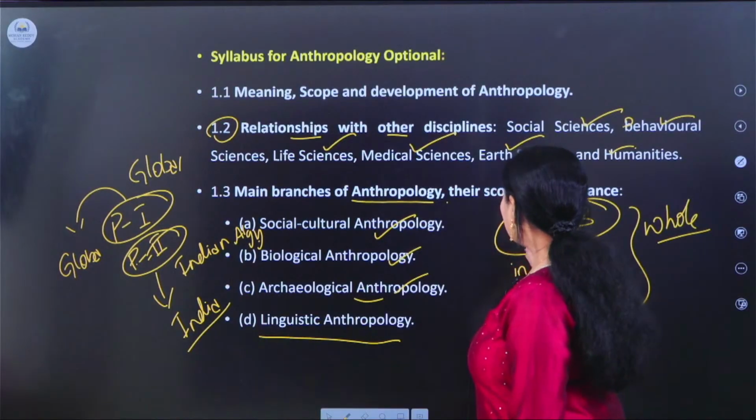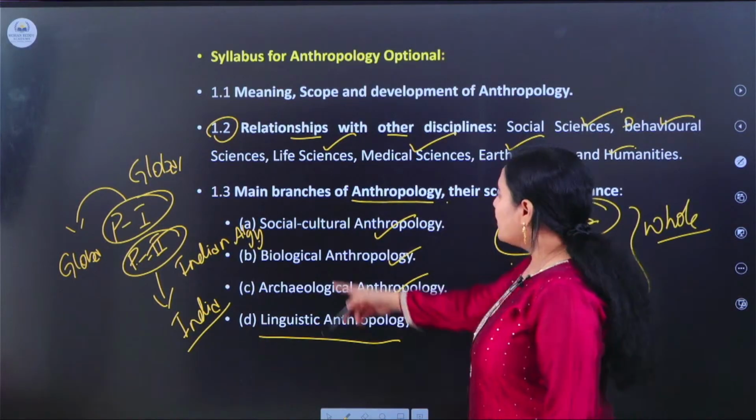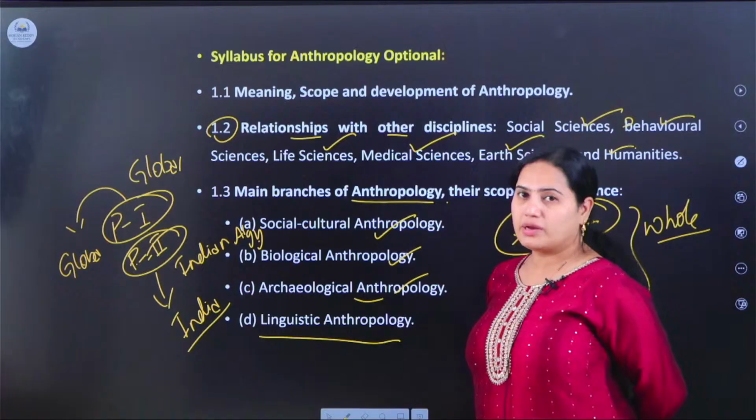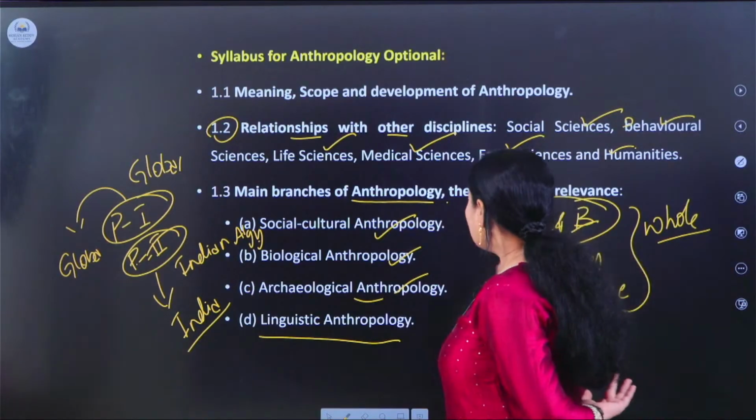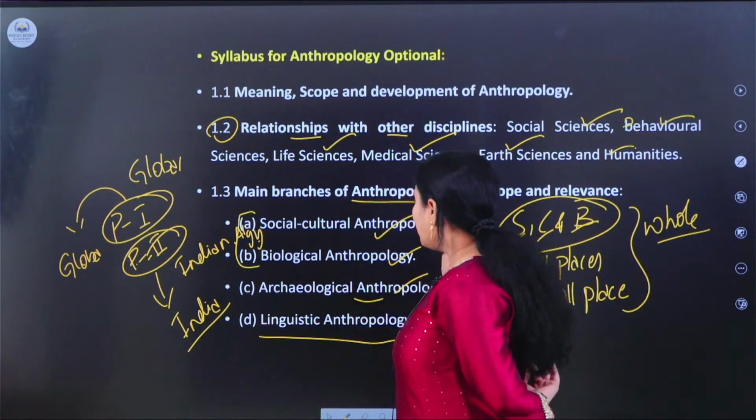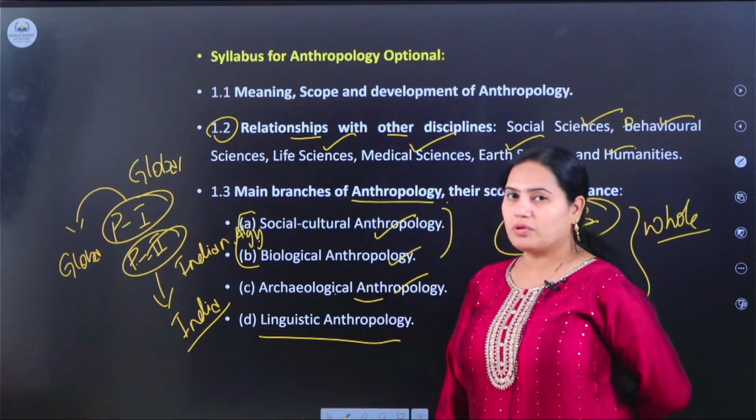When it covers all these 3 aspects, we should definitely study them. These 3 aspects are covered in A and B. Then what about archaeological anthropology?